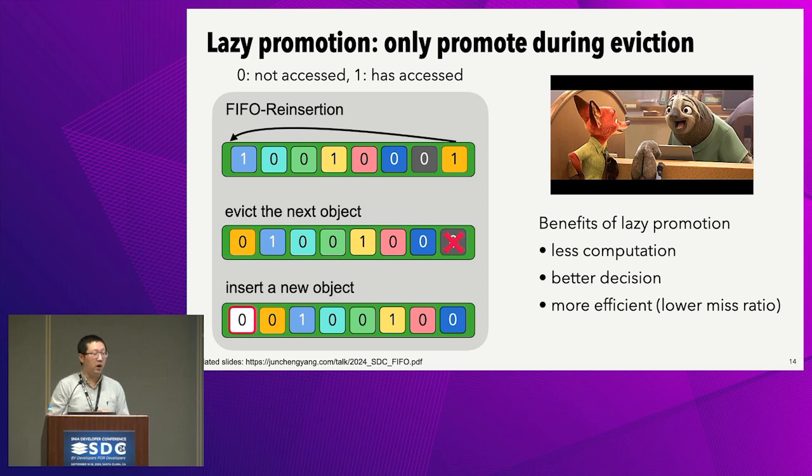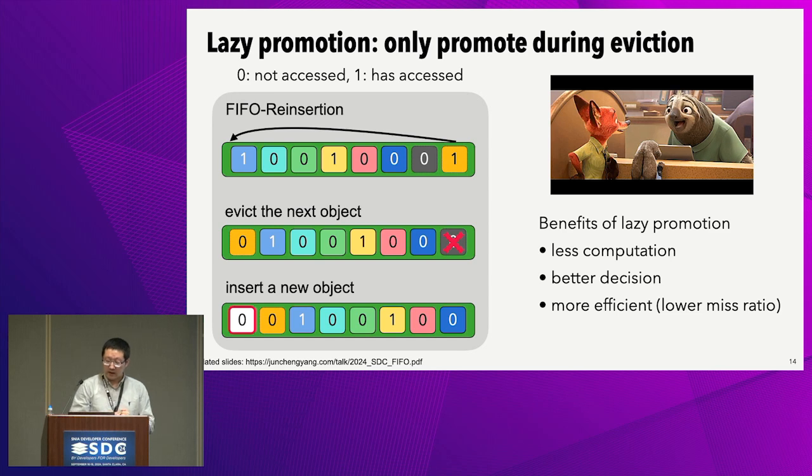Let's say you have a popular object that gets millions of requests. Then FIFO reinsertion does not need to update any object metadata for most of the requests, because only the first request requires changing the bit from 0 to 1, right? So it incurs less computation. Second, there's no global locking required.